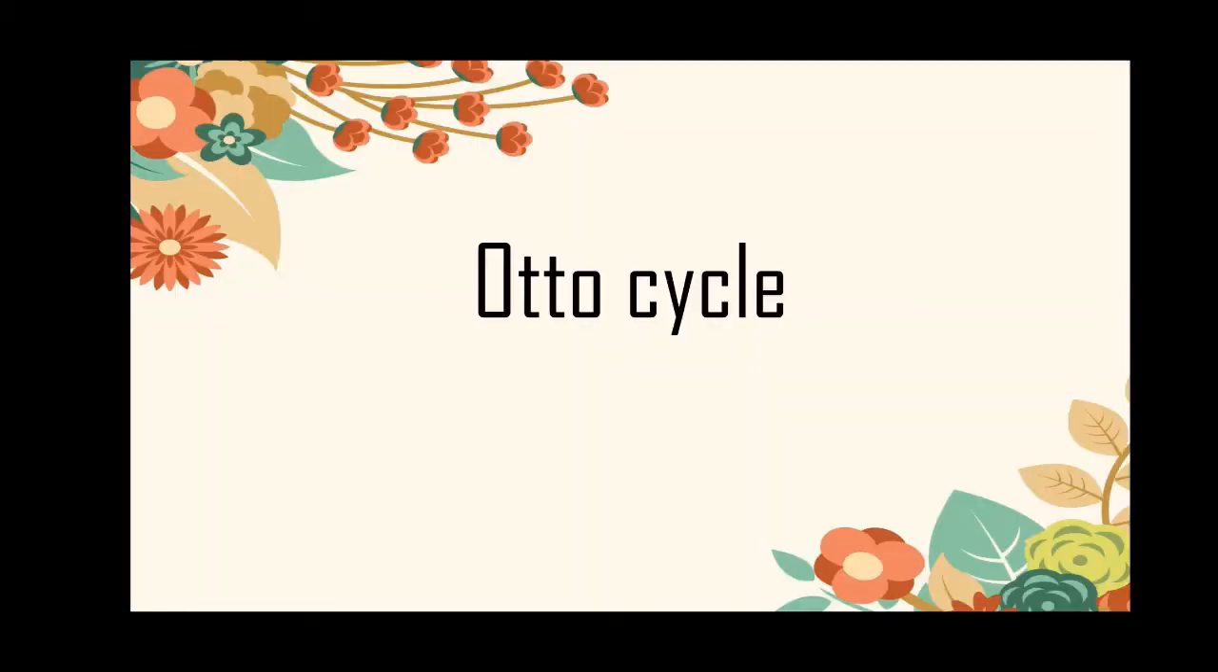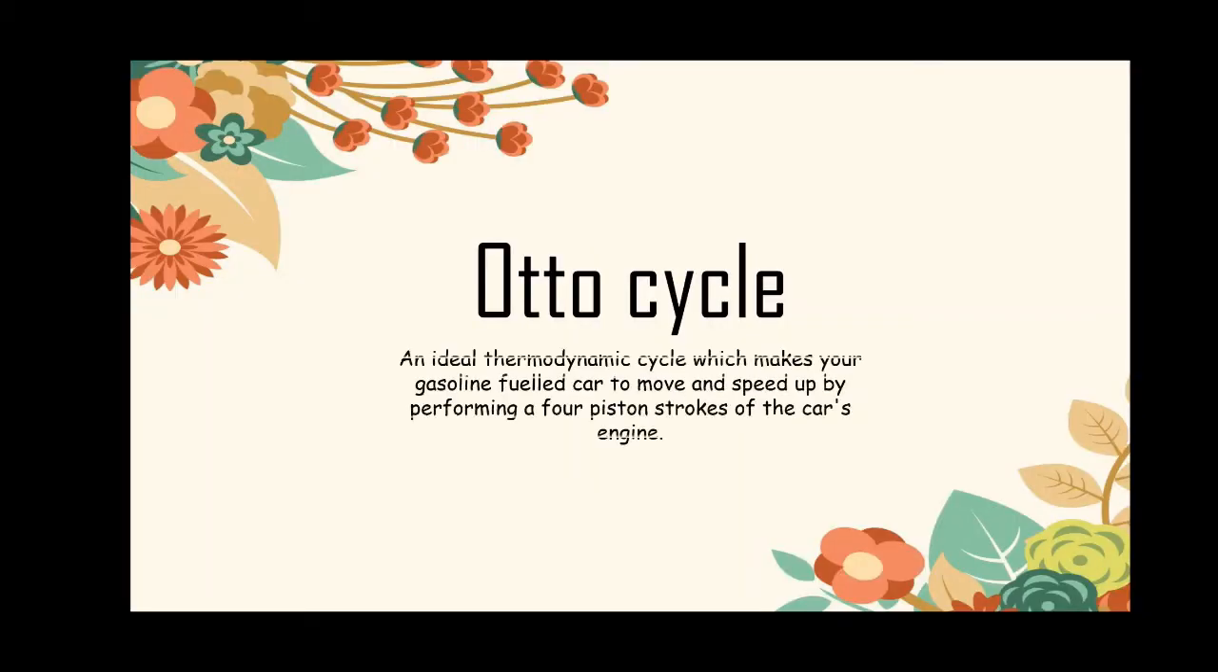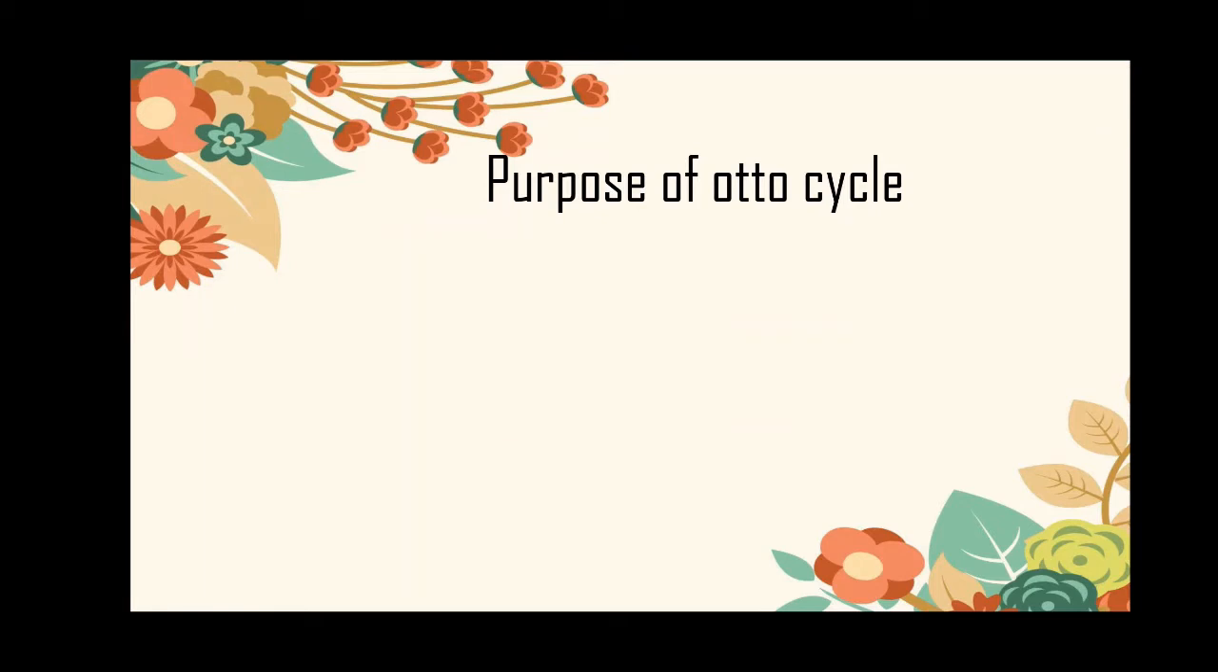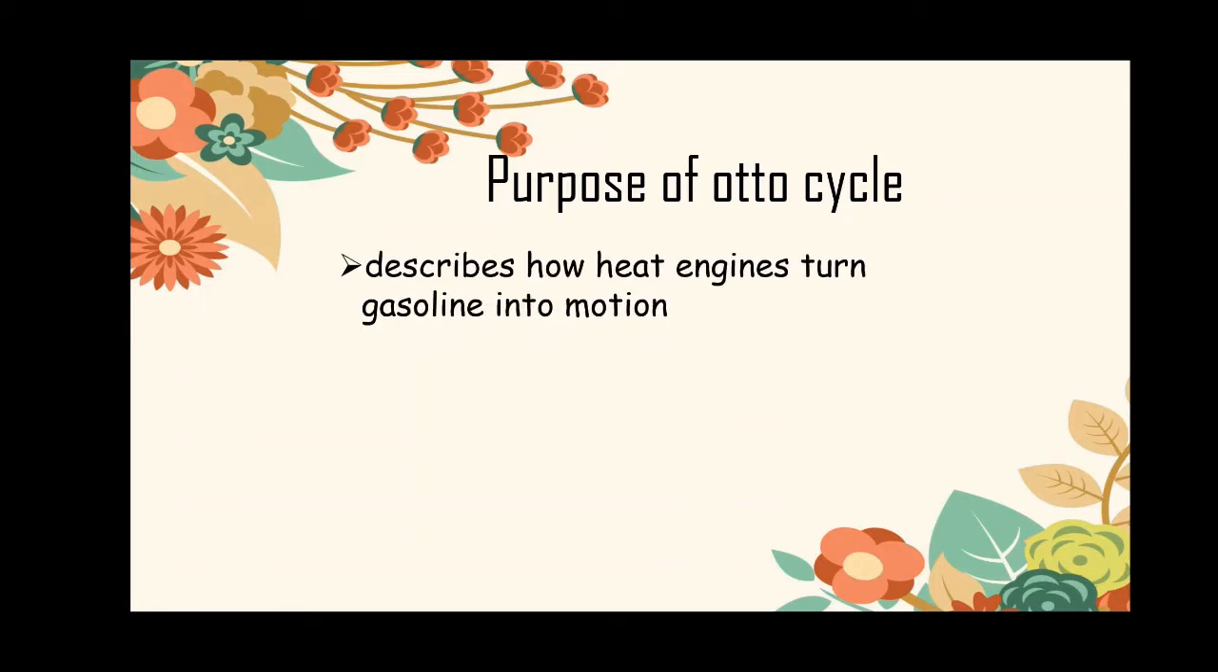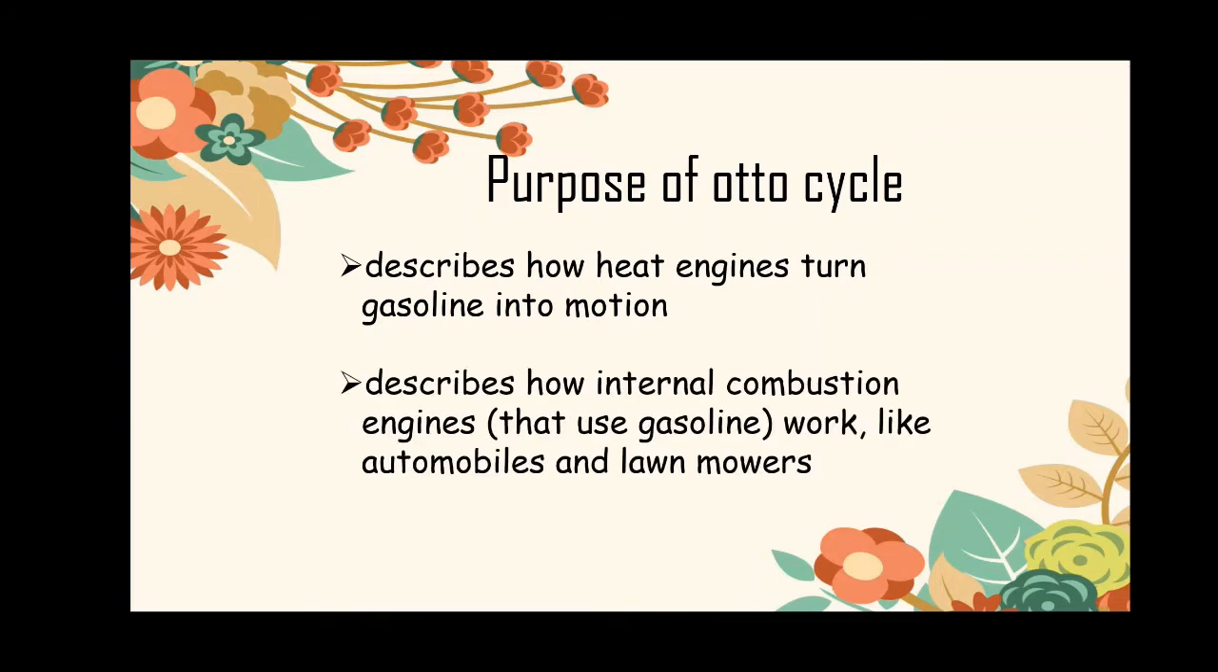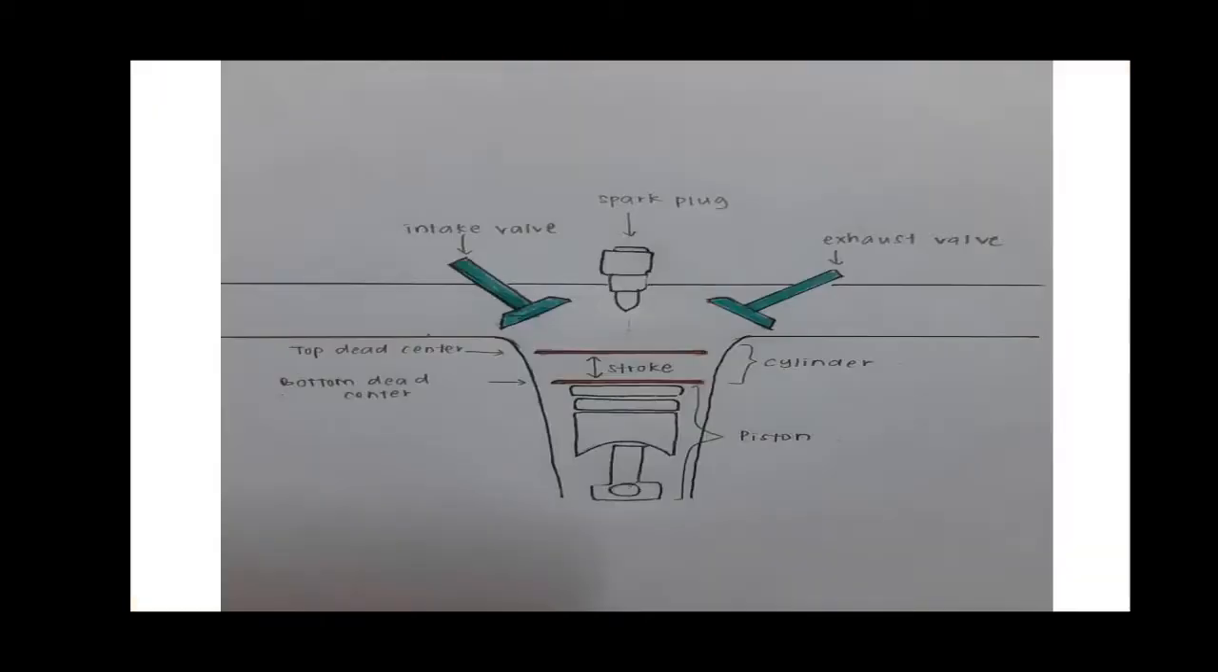One of the thermodynamics theories is the Otto cycle. The Otto cycle is an ideal thermodynamic cycle which makes your gasoline-fueled car move and speed up by performing 4 piston strokes of the car's engine. The purpose of the Otto cycle is to describe how heat engines turn gasoline into motion. This cycle turns chemical energy into thermal energy and then into motion. Secondly, it describes how internal combustion engines work, like automobiles and lawnmowers.